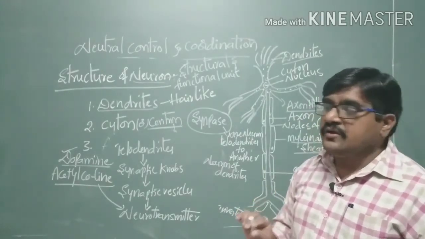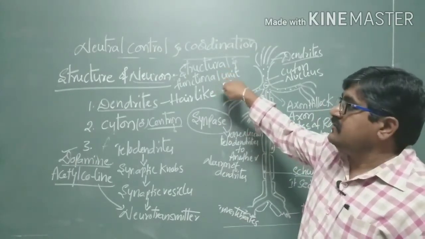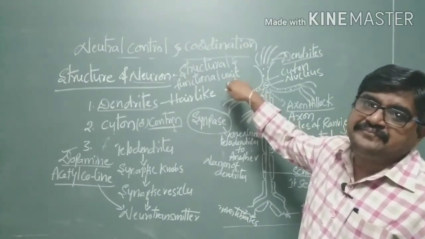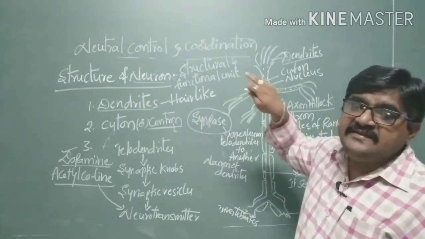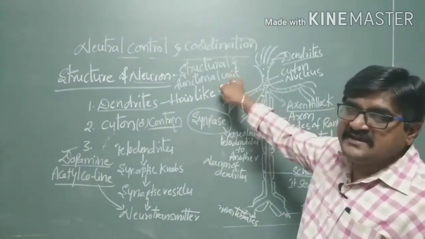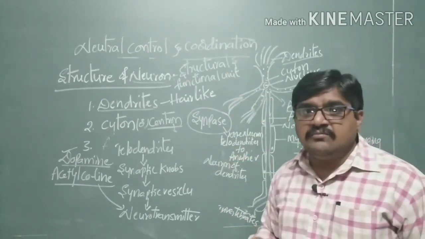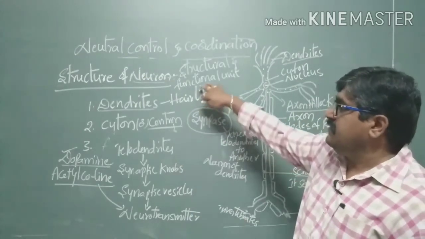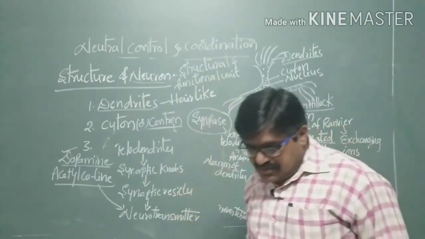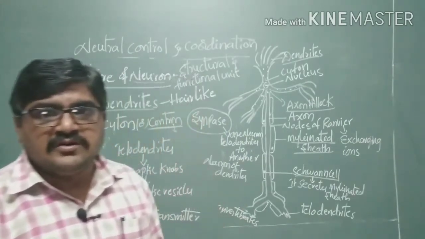Neurons are the structural and functional units of the neural system or nervous system. There are trillions of neurons in the nervous system, connected together, and the control and coordination of the body takes place with the help of neurons only. So the neurons are the structural and functional units of the body. So this is a brief introduction.